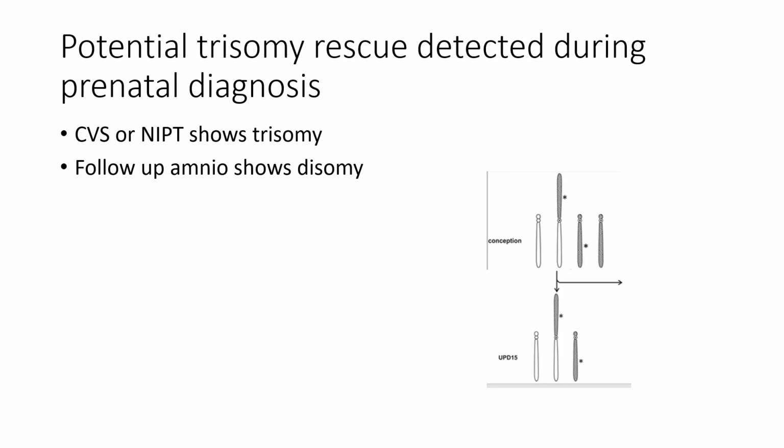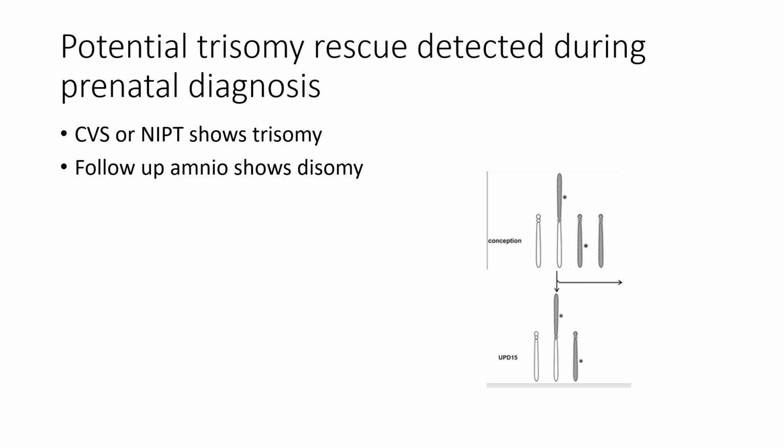And what are the ways in which potential trisomy rescue is detected? It's often detected during prenatal diagnosis, when chorionic villus sampling or non-invasive prenatal testing is performed. If these studies show trisomy, and a follow-up amnio shows a disomy, then one knows that trisomy rescue has occurred. And at that stage, one has to determine if the trisomy rescue resulted in uniparental disomy or not.